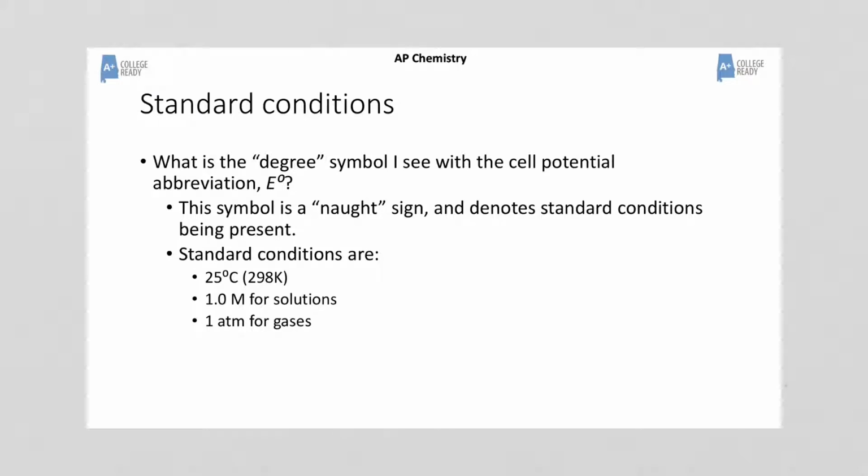Now, standard conditions. Every time you see this, it looks like a degree symbol, like degrees Celsius, but it's really pronounced naught, and it means standard conditions. So when you look at standard reduction potential charts, they will tell you these were 1 molar solutions at 25 degrees Celsius, and that's why that piece of information will be given, because that naught symbol does indicate that specific temperature and that molarity for solutions. And if we had gases, they would be at a pressure of 1 atmosphere.